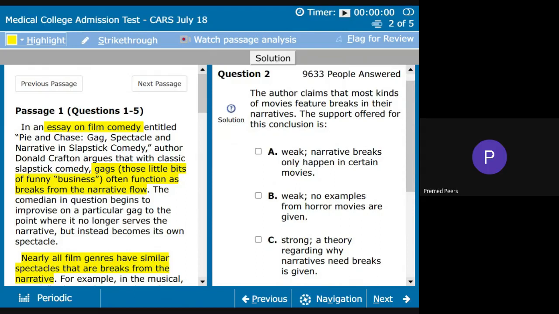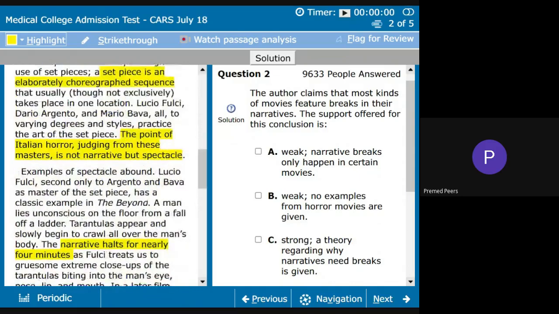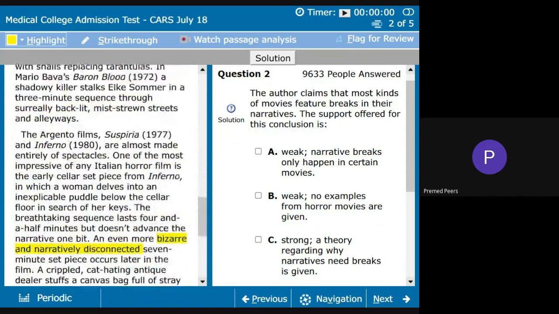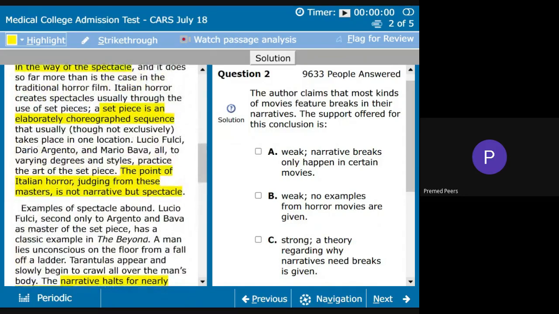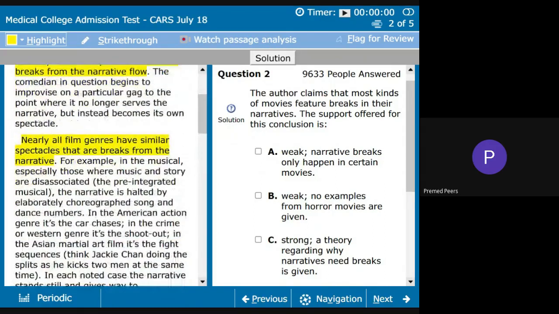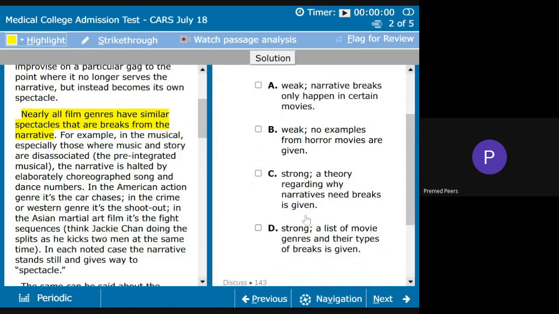Looking at this part about breaks in narrative, I remember that being around passages 3, 4, 5, and there's a bunch of examples listed. But even just looking at paragraph 2, where it says, "nearly all film genres have similar spectacles that are breaks from the narrative." And then, for example, it starts listing examples in a musical, et cetera, et cetera. So basically, you just see that they do list examples. That kind of leads you towards strong.